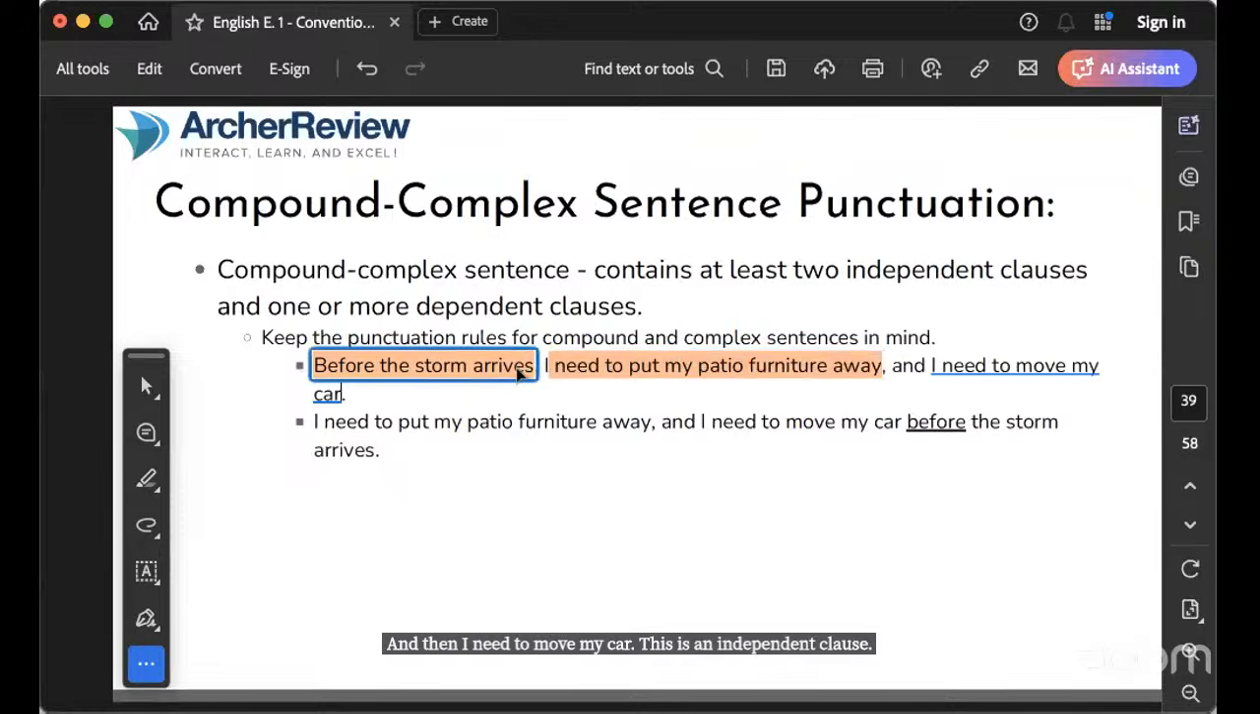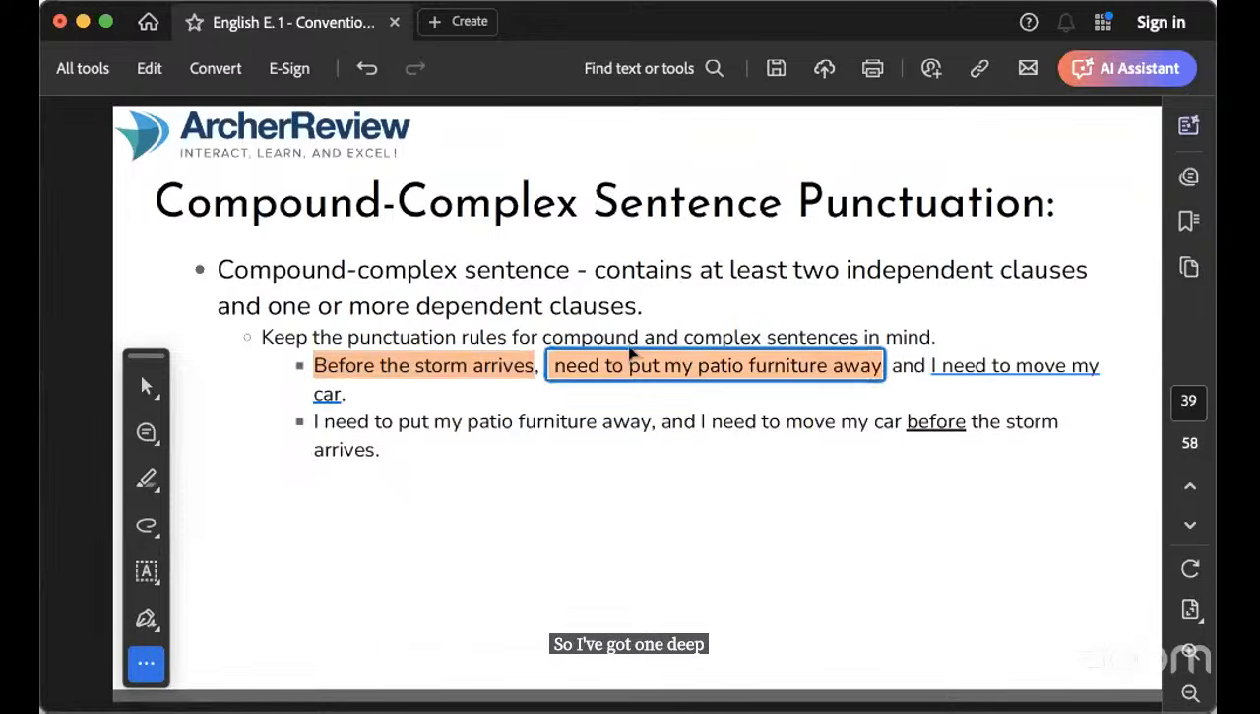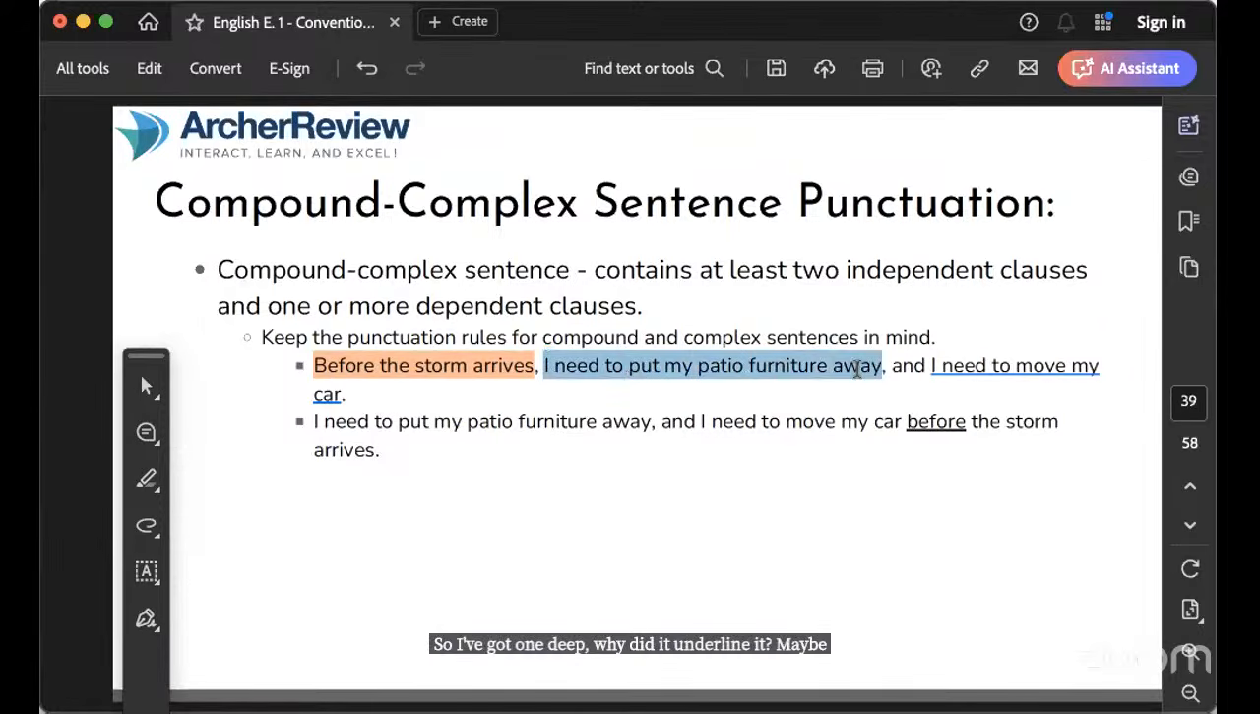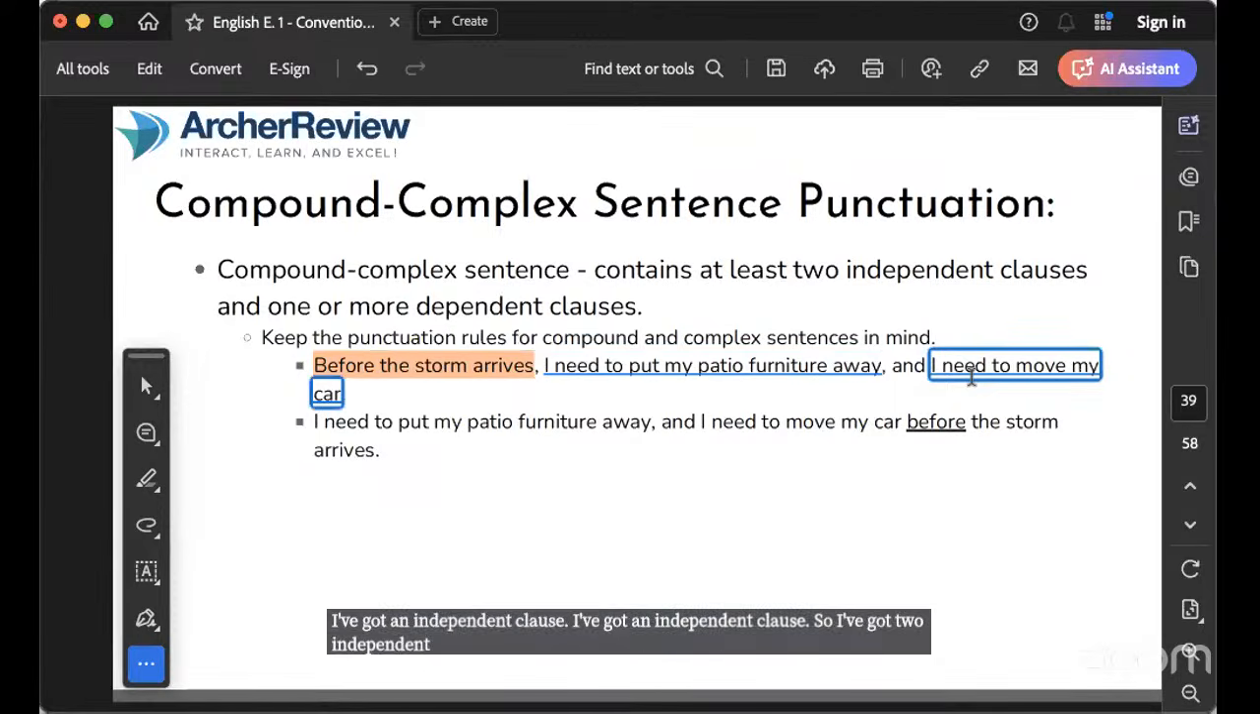So I've got one deep. Why did it underline it? Maybe I can do that. Yep, there we go. All right, so I've got my dependent clause here. I've got an independent clause. I've got an independent clause. So I've got 2 independent clauses and at least 1 dependent clause.